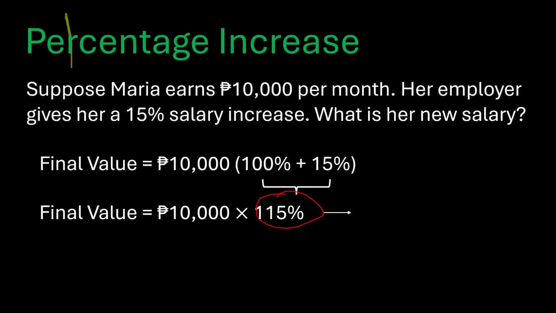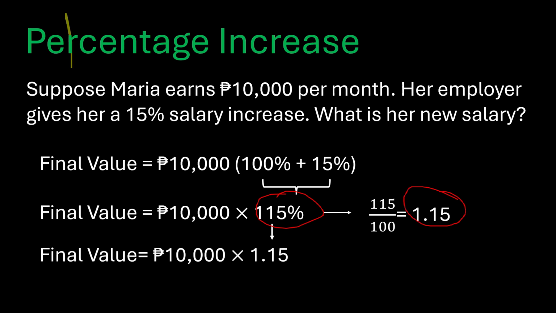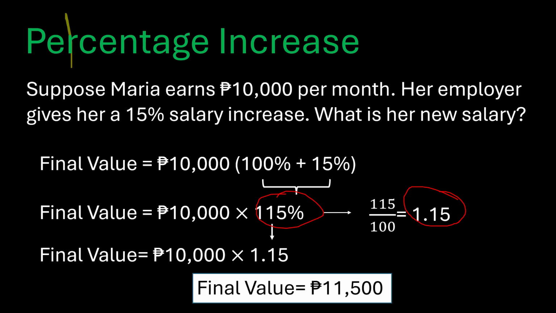Convert 115% into decimal form. We divide 115% by 100%. 115% becomes 1.15. Now multiply. 10,000 pesos times 1.15 equals 11,500 pesos. Therefore, Maria's new salary is 11,500 pesos.